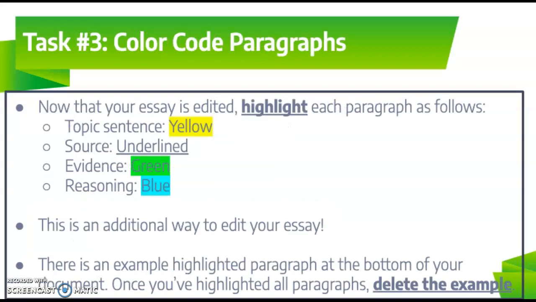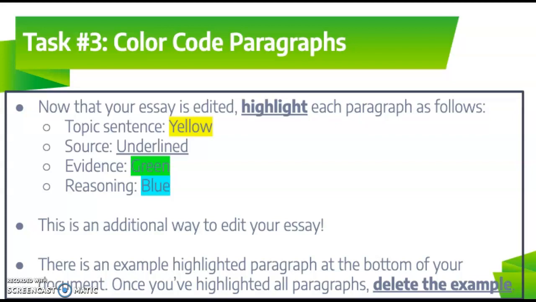The last thing you're going to do is color code your paragraphs. This is just one more way for you to edit your essay. You're going to highlight the topic sentence yellow, underline your source, highlight your evidence green, and highlight your reasoning blue. Okay? This is just one more way to make sure that you have everything that you need: your topic sentence, your source, your evidence, and your reasoning. Remember, you're going to have 2 pieces of reasoning, so you'll highlight both of those blue.